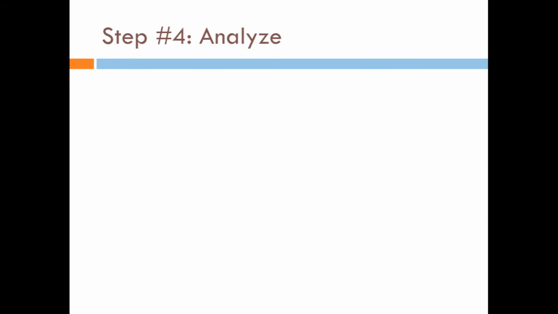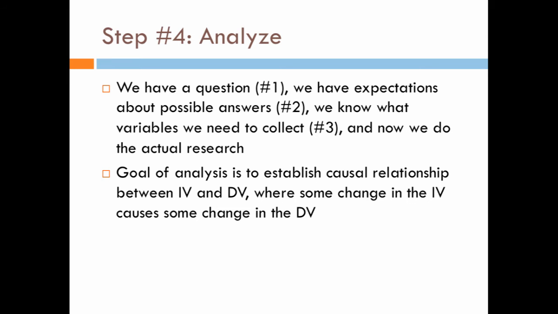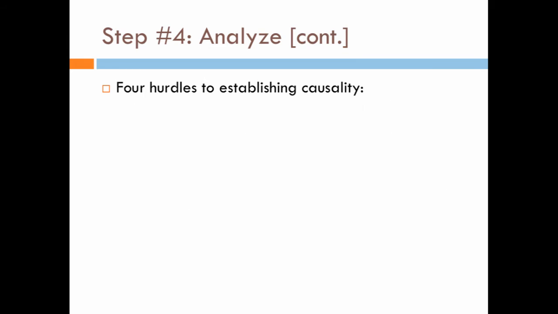To this point, we have a question, we have expectations about possible answers, we know what variables we need to collect, and now we need to do the actual research. The goal of analysis is to establish causal relationships between independent variables and the dependent variable, where some change in the IV causes change in the DV. There are 4 big hurdles to establishing causality.